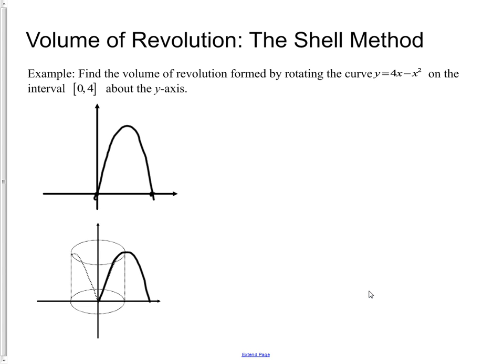So in this example, we're asked to find the volume of revolution formed by rotating the curve y equals 4x minus x squared on the interval from 0 to 4. And we could most definitely find this volume probably by doing disks, although it's a little impractical, right?